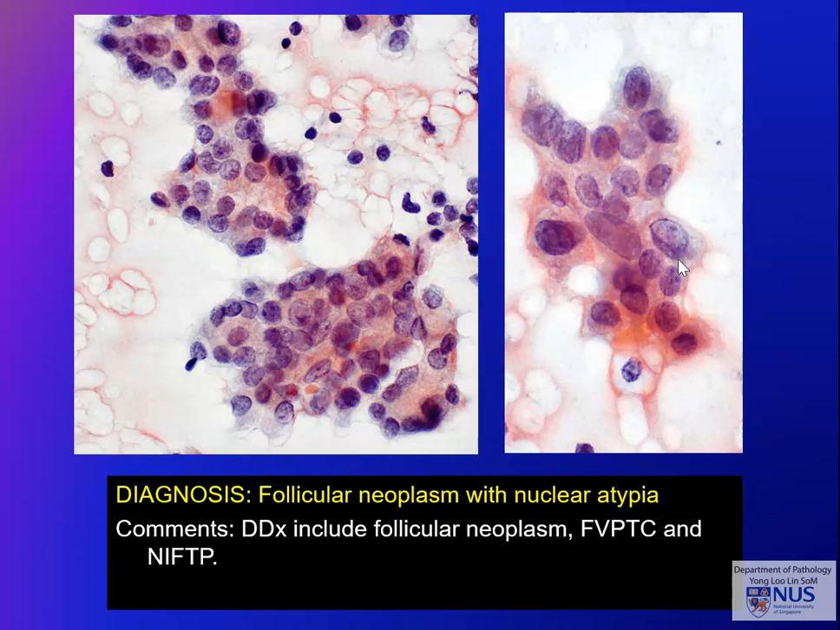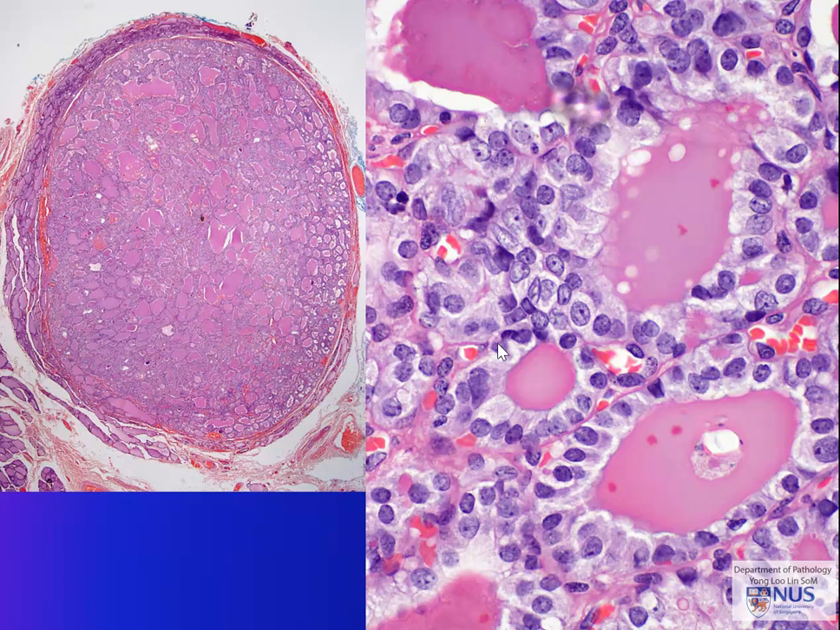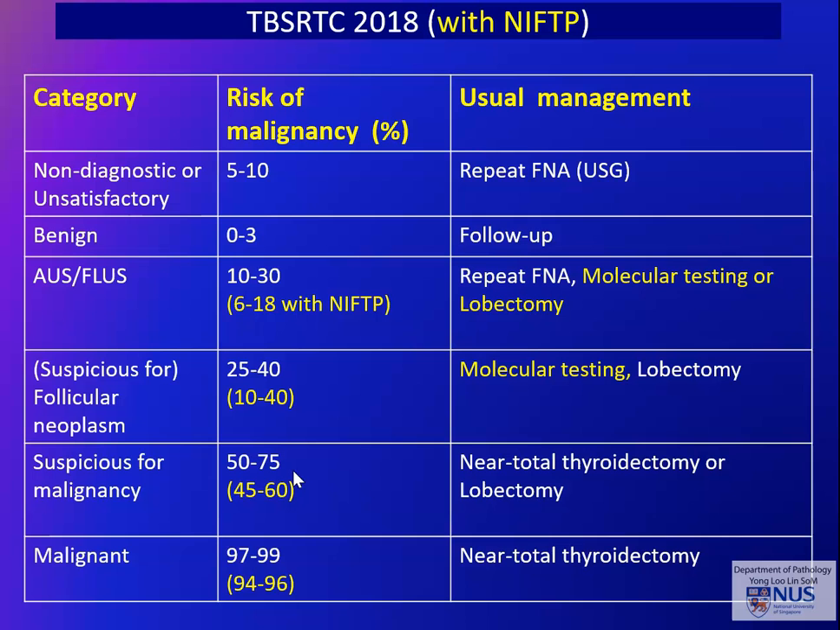Here is a higher magnification view showing nuclear pallor and nuclear grooves and oval nuclei. And indeed, this actually turned out to be a NIFT-P on histology. So here again, very quickly, is the summary of the Bethesda system. And we remember that the most challenging categories are the AUS FLAS category as well as the follicular neoplasm category. And these are the two categories in which molecular testing may be beneficial.